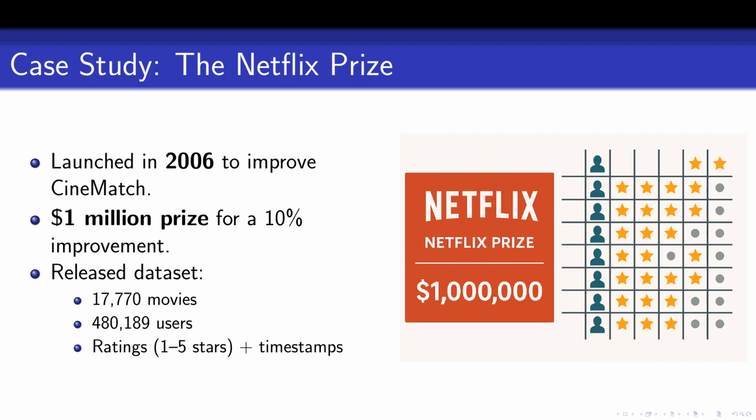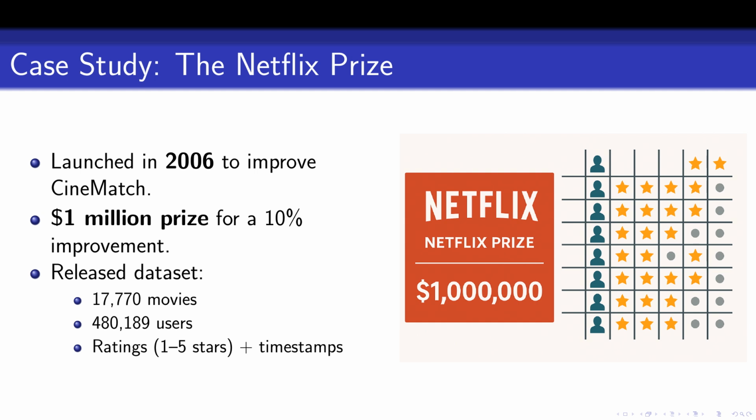In 2006, Netflix took its commitment to improving recommendations to the next level by launching the Netflix Prize. This competition offered a $1 million reward to any team that could improve the accuracy of its Cinematch algorithm by at least 10%. The challenge sparked global interest, drawing participation from academic researchers, professional data scientists, and even hobbyists.